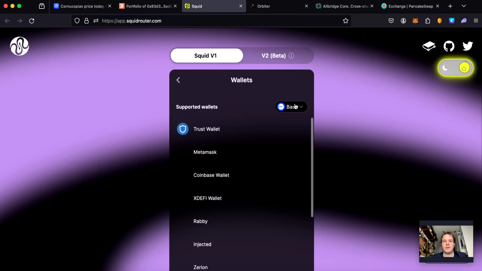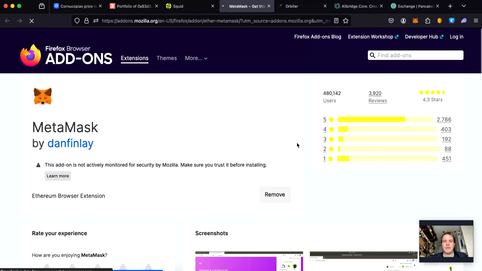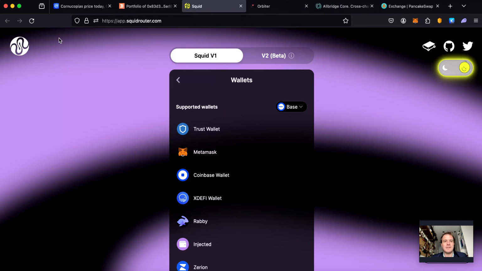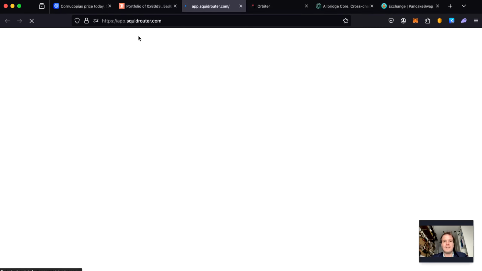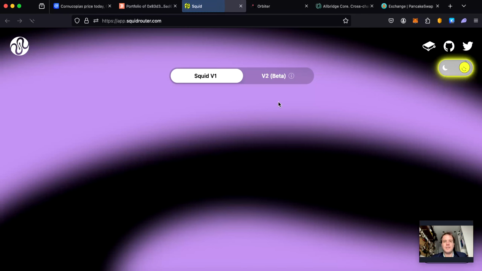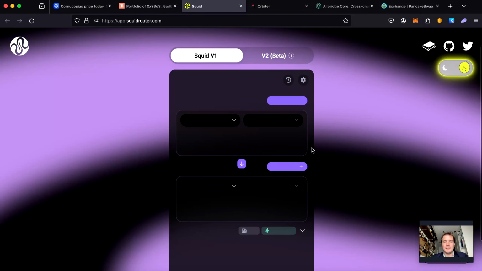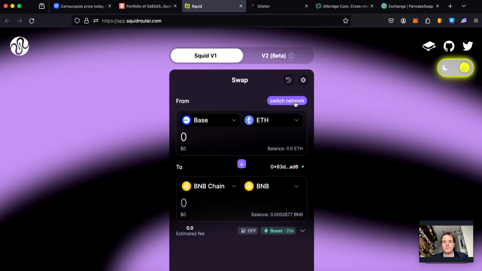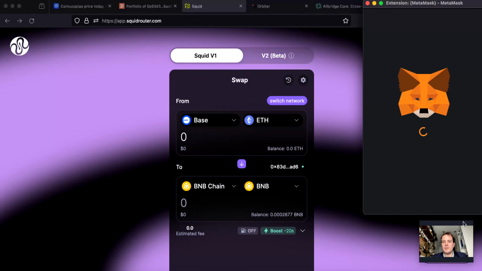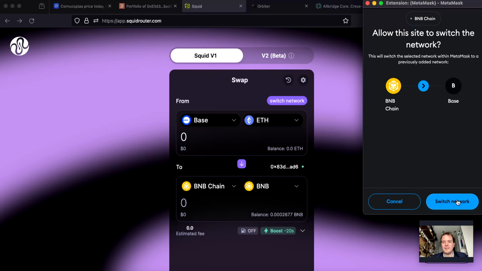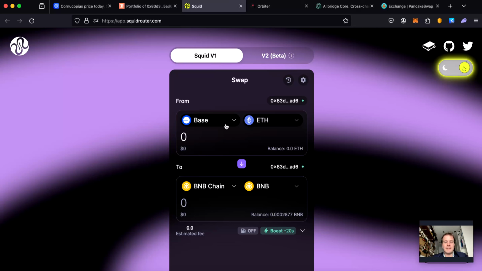Okay, and we're going to connect our wallet. We're going to connect our MetaMask wallet. And for some reason it hasn't detected that I've got MetaMask installed, which is fantastic. So I'm just going to refresh it. And hopefully this time round, okay, this time around it's decided that I've got MetaMask installed.